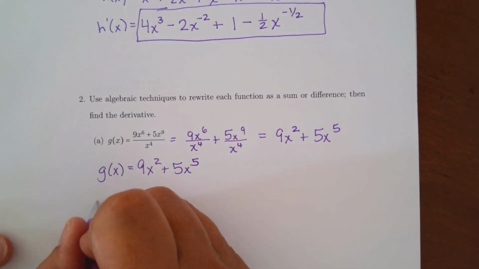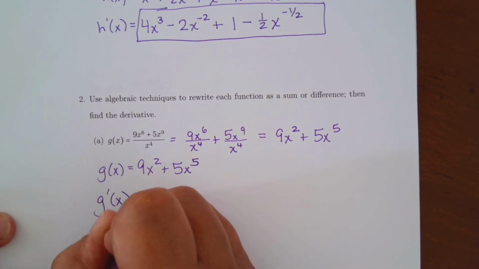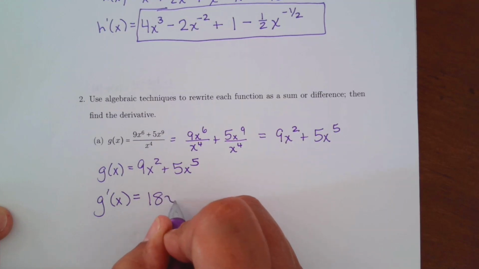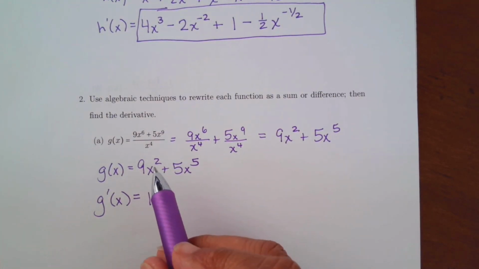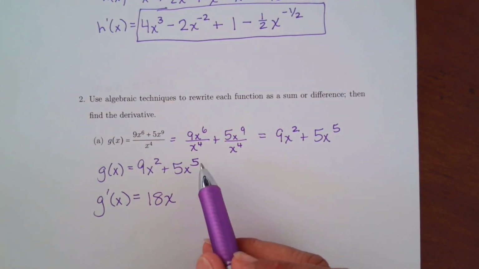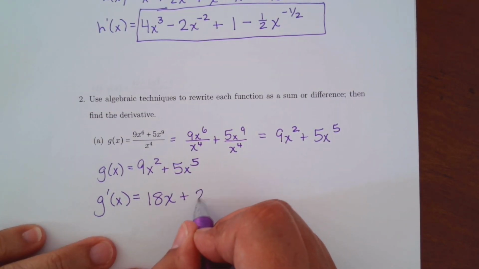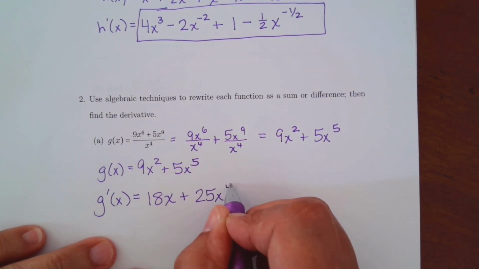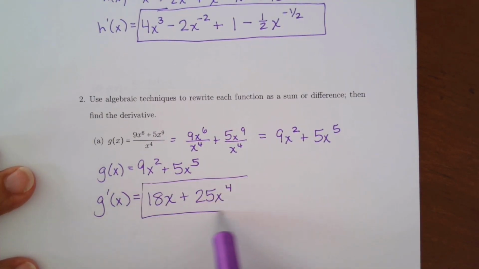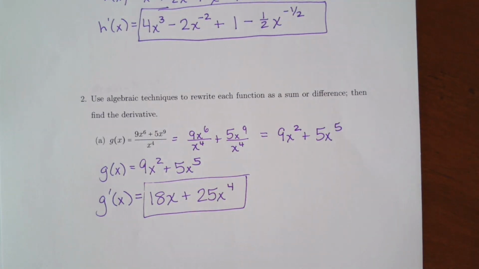All right, so g prime, 9 times 2 is 18. Subtract 1 from 2 for your exponent, so that's 1. And then 5 times 5 is 25. Subtract 1 from that exponent, leaves you 4. So there's your derivative. Okay.